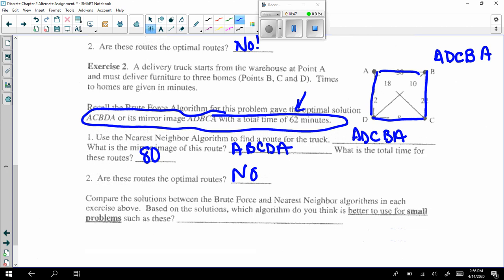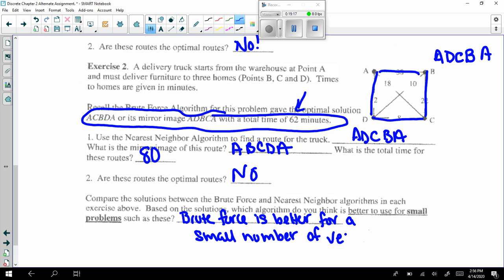So compare the solutions between the brute force and nearest neighbor. When you have a small number of vertices, is it better to do the brute force? And yes, it is. Brute force is better for a small number of vertices. So I would say that's 4 or less. Okay, so let's go back.